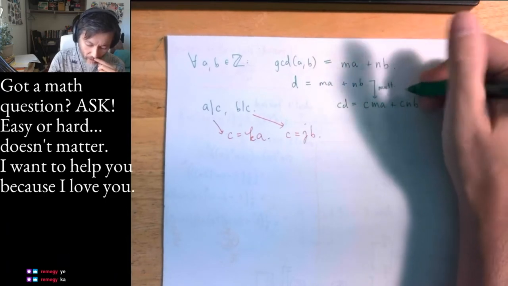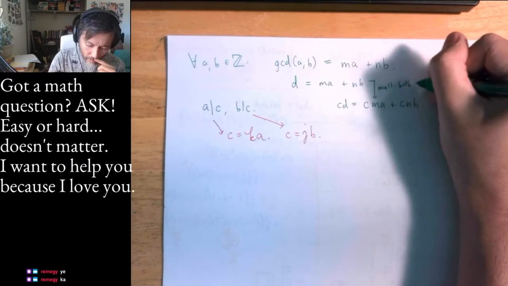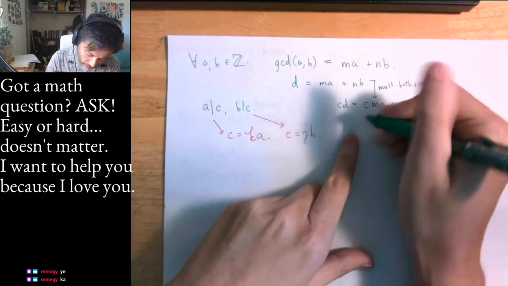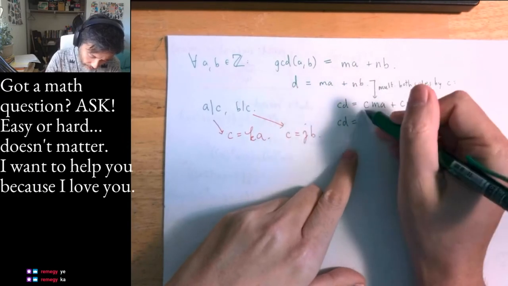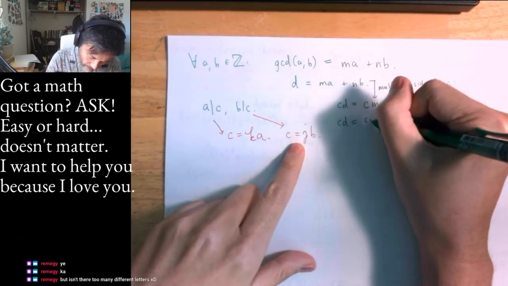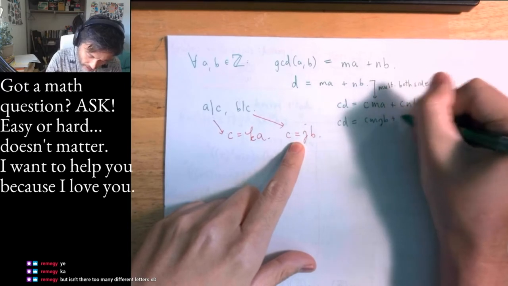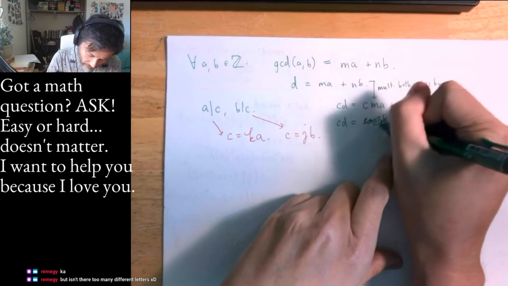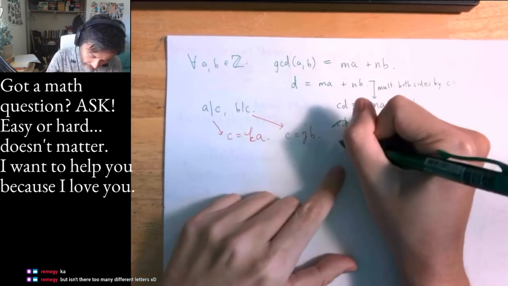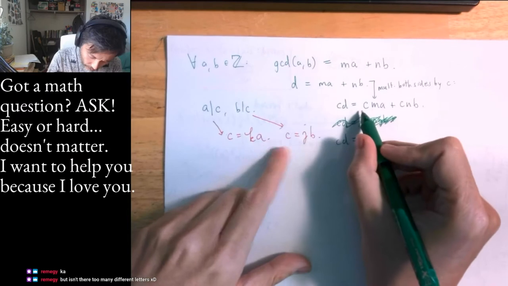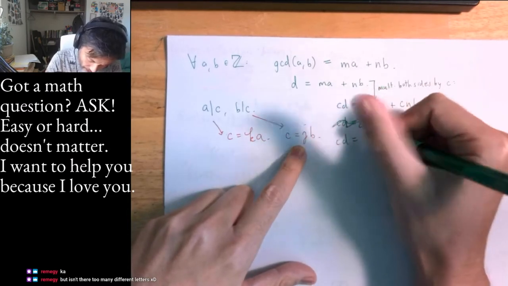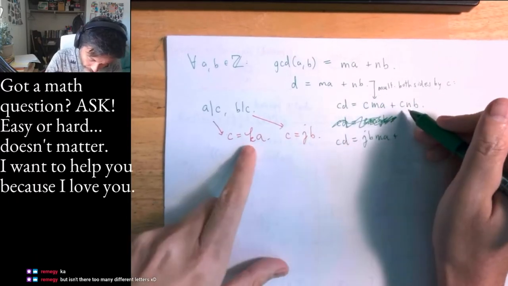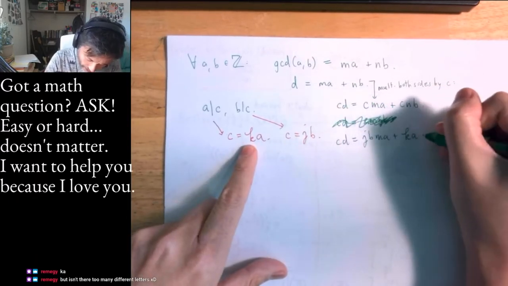Yeah, I think so. Because what then is true? That means that CD is equal to CMJB. What? I lost my mind. Sorry. CD is this C we're going to rewrite as JB. So JBMA. And this one we're going to rewrite, just as you said, as KANB.